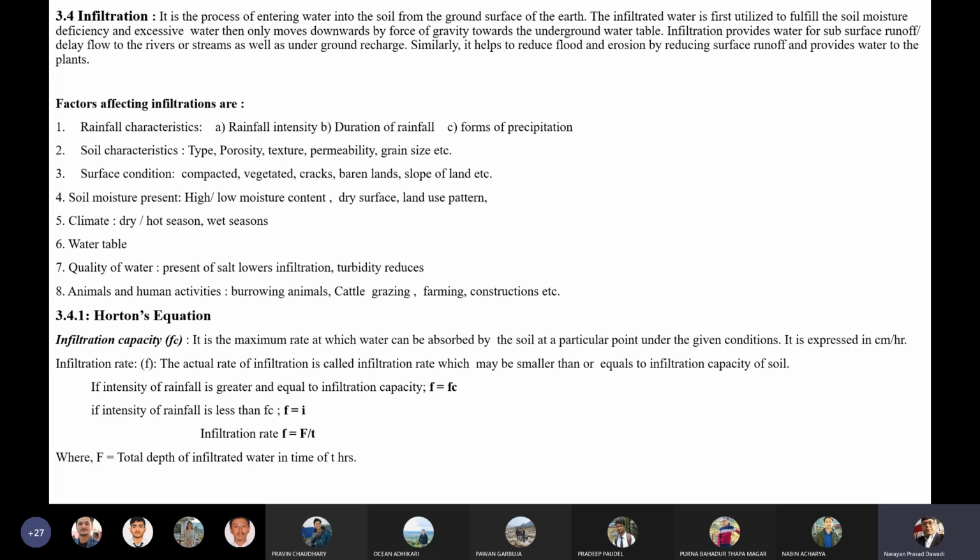The infiltration rate is given by the total depth of infiltration divided by the time of infiltration, or time of rainfall. If F is the total depth of infiltrated water in terms of centimeter or meter, or in terms of volume, then the infiltration rate may be found by dividing that total depth of infiltration by the time of the infiltration. You will get the rate of infiltration.